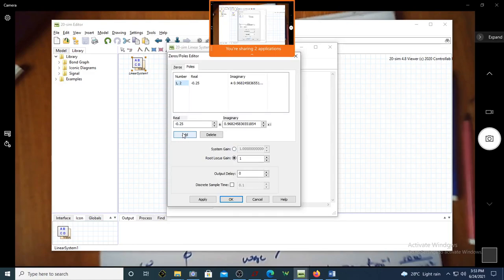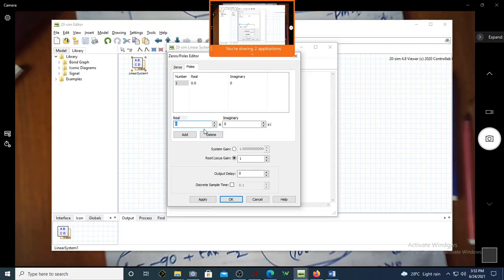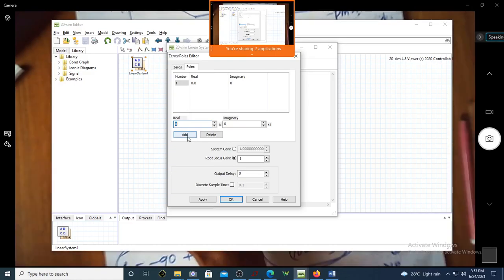Where are the poles? One of the poles is at 0. Where is the second pole? Actually there are two poles. Can you find the real and imaginary parts of s squared plus 10s plus 100? Find the roots of it so that I can edit that.